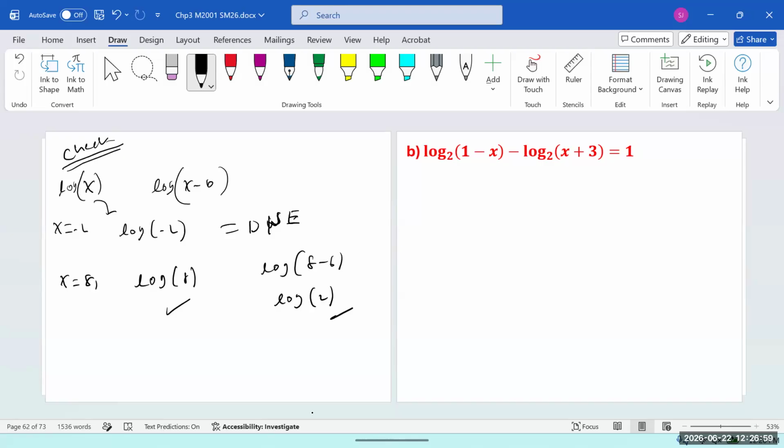Oh, and in order to combine your logs, there is one condition. Your base has to be the same. If you have multiple bases, you cannot combine them. So we have log base 2, log base 2. The bases are the same, so we can combine them.